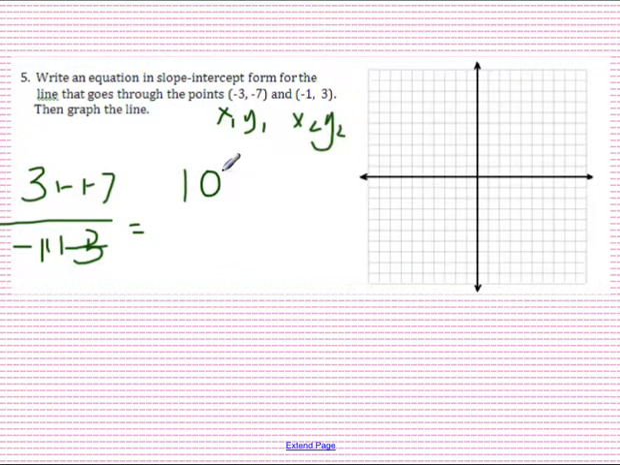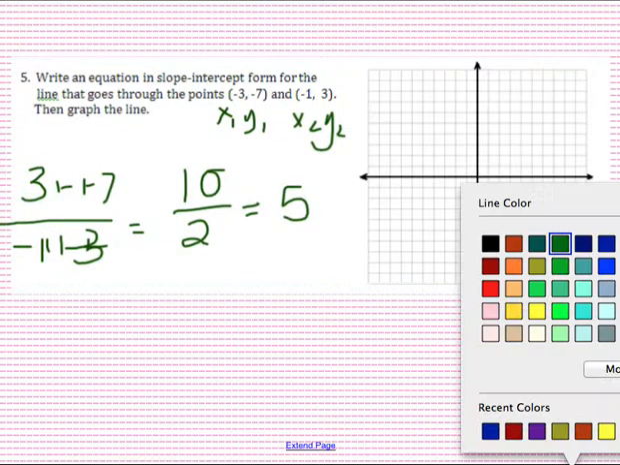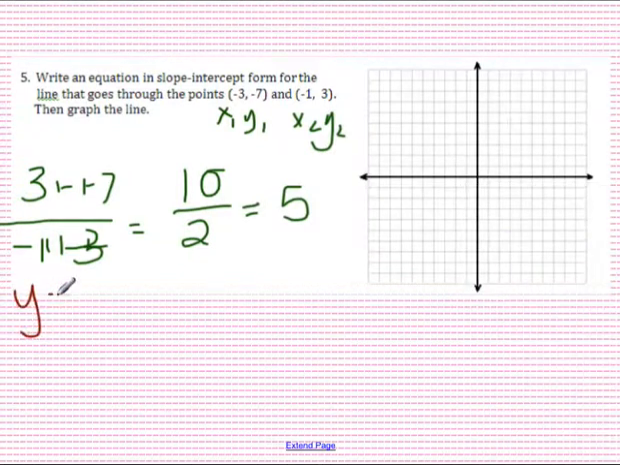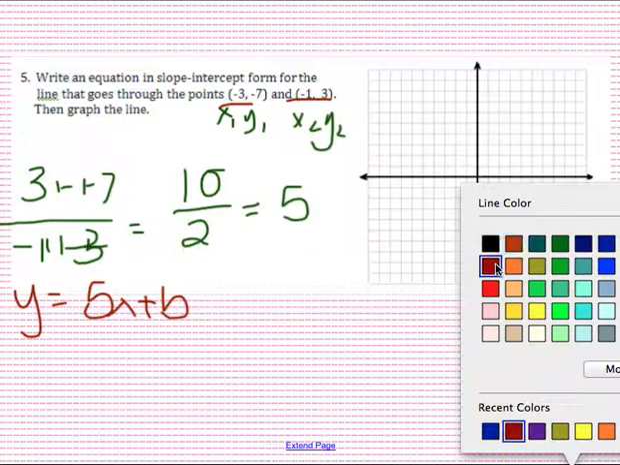So we're going to get 10, negative 1 plus 3 is 2. 10 divided by 2 is 5. So now I know my slope is 5. So let's write out what we do know right now. So if we were to write our equation right now, we would have y is equal to 5x plus b. So we don't know what b is, but conveniently we have an x and a y that we can plug in. So you could use either of these 2 points.